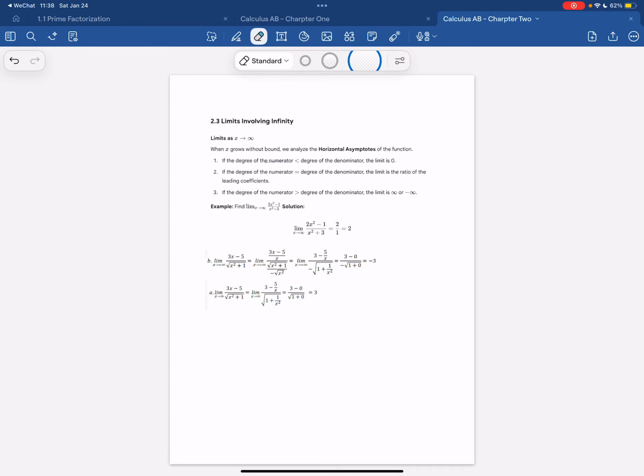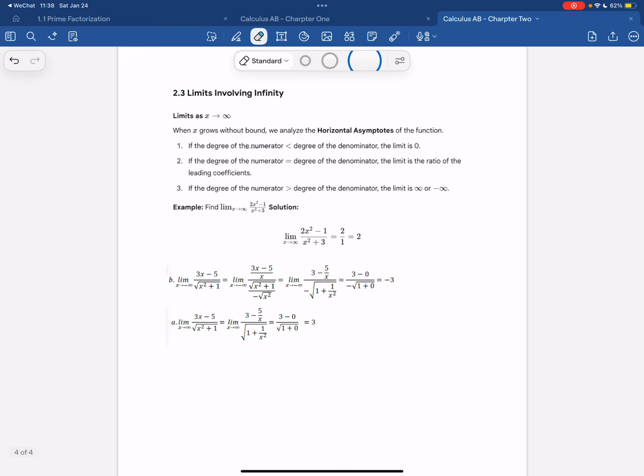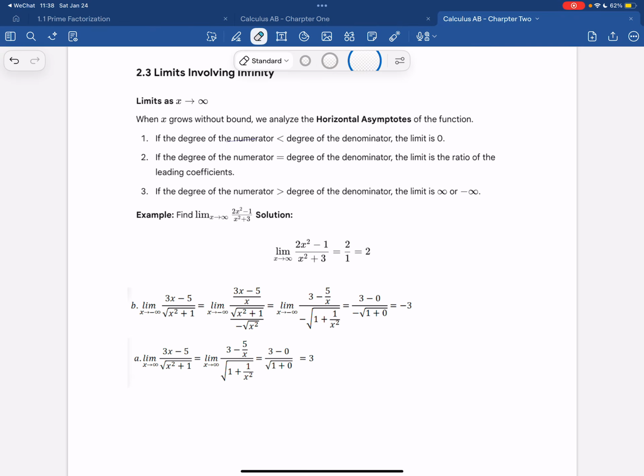So we're going to talk about limits involving infinity, okay? For limits involving infinity, I'm just going to talk about a question here. The limit as x approaches infinity of the function (2x squared minus 1) over (x squared plus 3), okay? So how do we do this?